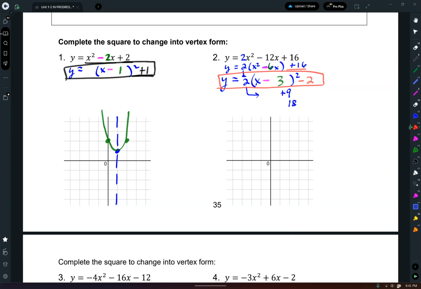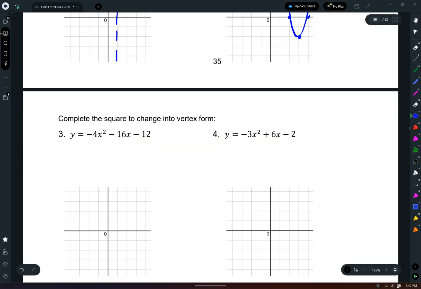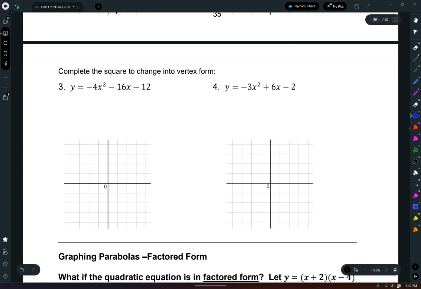If I'm going to graph it, which I don't really care about that much right now, I would go 3 to the right, 2 down, mark off my slope of 2, and there's my parabola. Okay? Because this is probably the more, I don't know, difficult or confusing or less familiar form, I'm going to go ahead and do a couple more that have negatives.